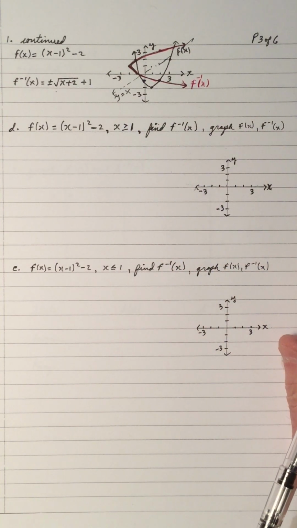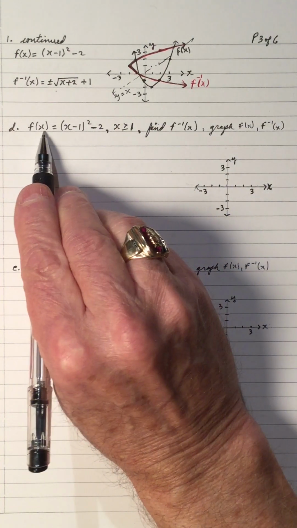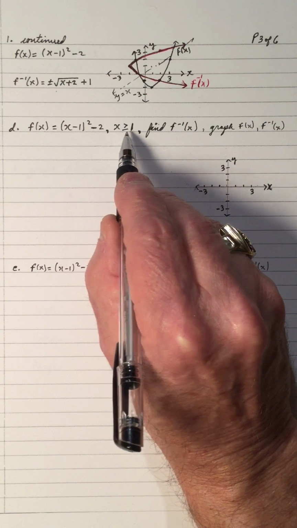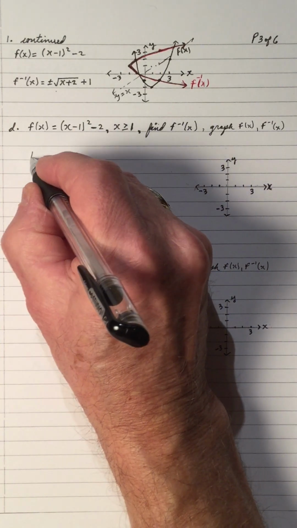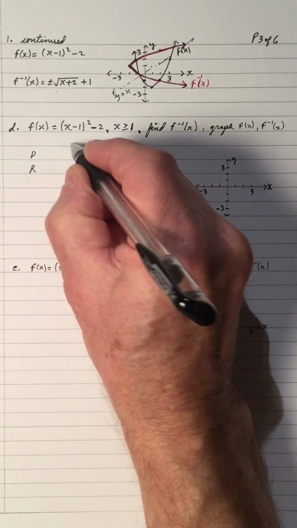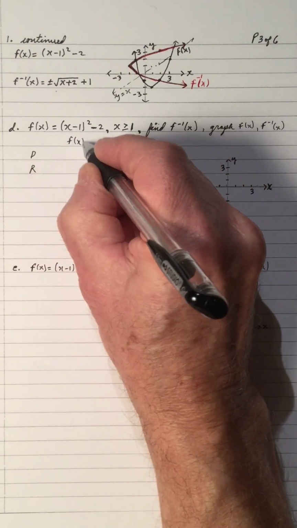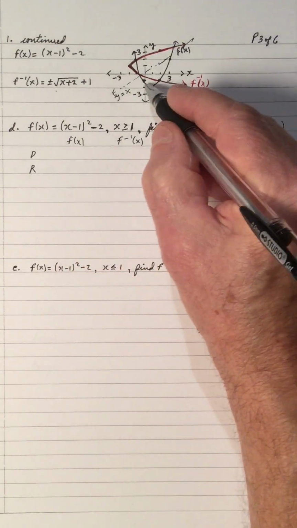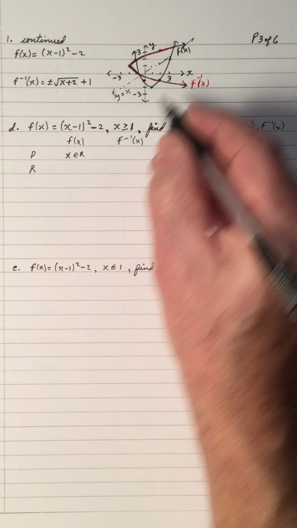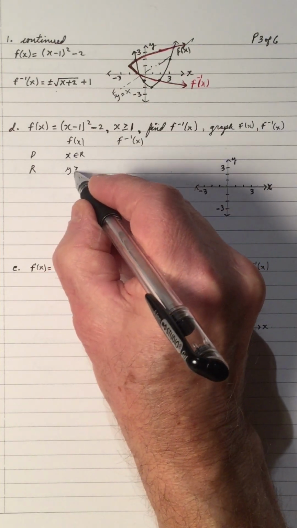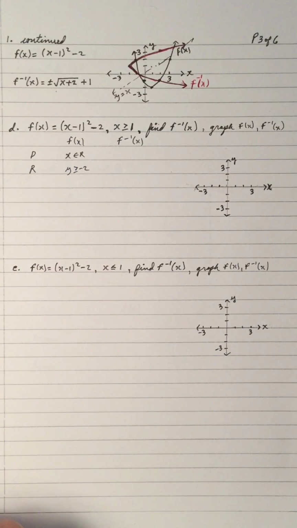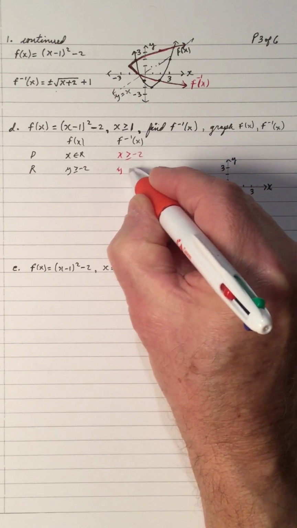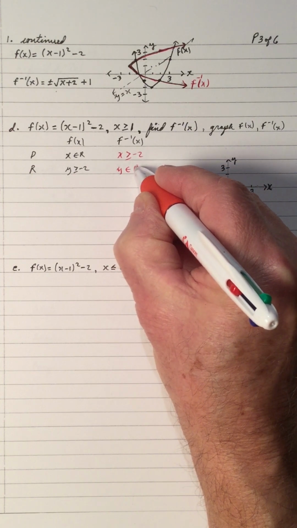Now, what I want to do is look at the parabola, but I want to look at the right side, x greater than or equal to 1. So what we have is a domain and a range, and we have the f of x and f to the negative 1. So the domain of the parabola is reals. The range is y greater than or equal to negative 2. So the inverse has x greater than or equal to negative 2, and y belonging to the reals.